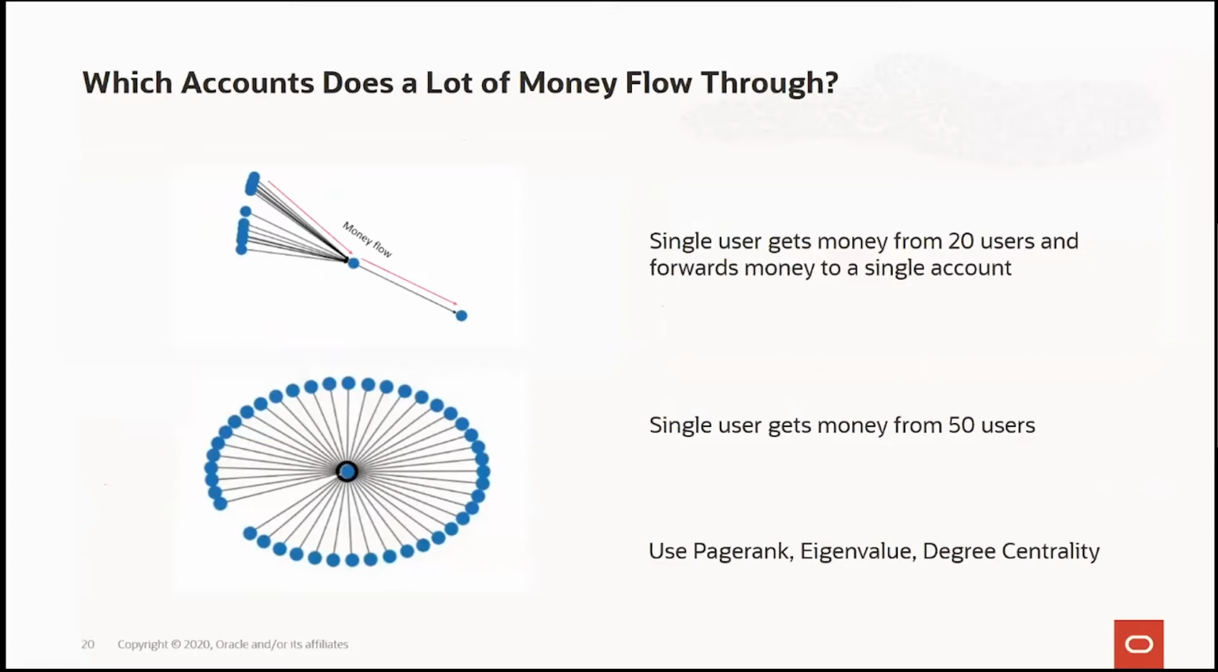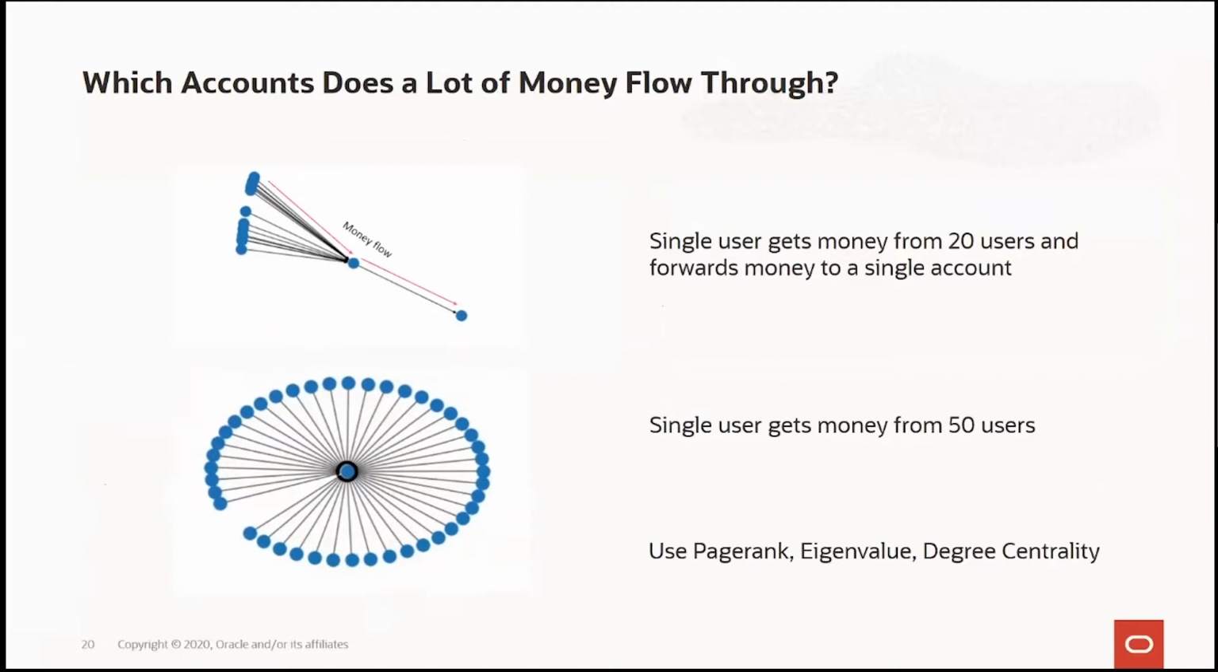They also use graph algorithms like PageRank and eigenvalue and so on to determine money flow patterns. Like here, for example, you have 20 different accounts transferring money to this account, which makes one transfer to this other account. Or in this case, there's a single user getting money transfers from 50 different accounts. So these might be anomalous patterns that they want to investigate further.